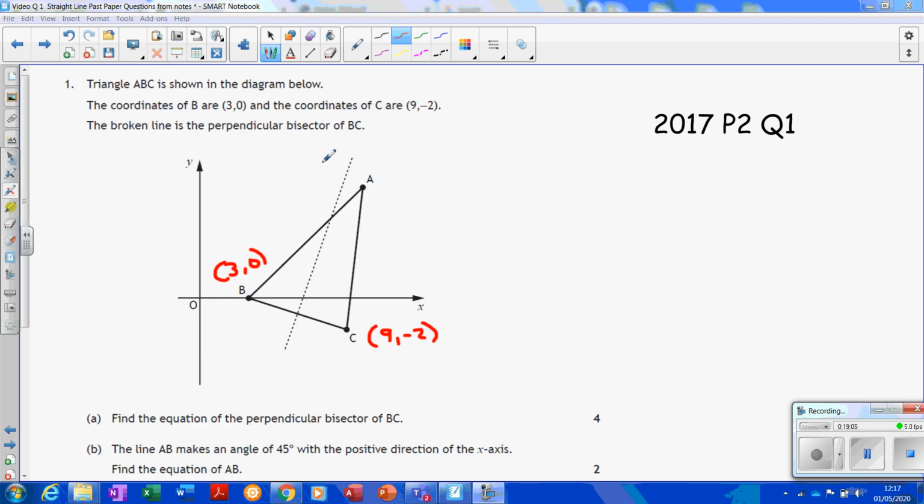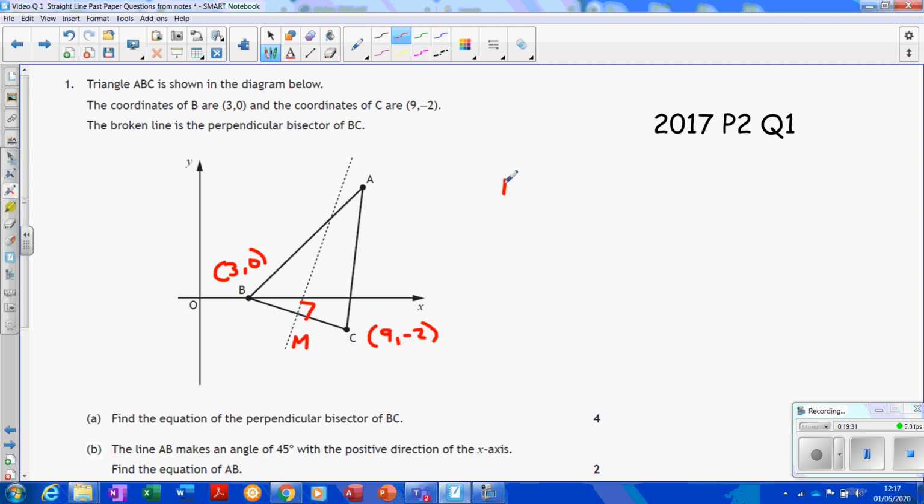So in this one, triangle ABC is shown in the diagram. The coordinates of B and the coordinates of C are given. The broken line is the perpendicular bisector of BC. So the perpendicular bisector of BC hits that right in the middle, and it's at right angles. So we want to find the equation of the perpendicular bisector of BC. Right now I don't know any points on that perpendicular bisector, so what I'll do is work out the midpoint.